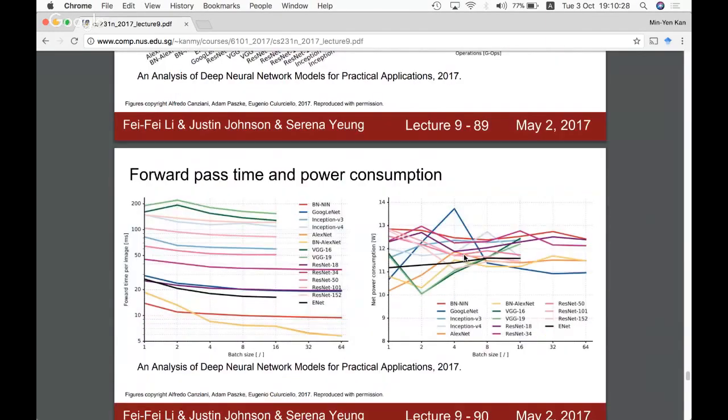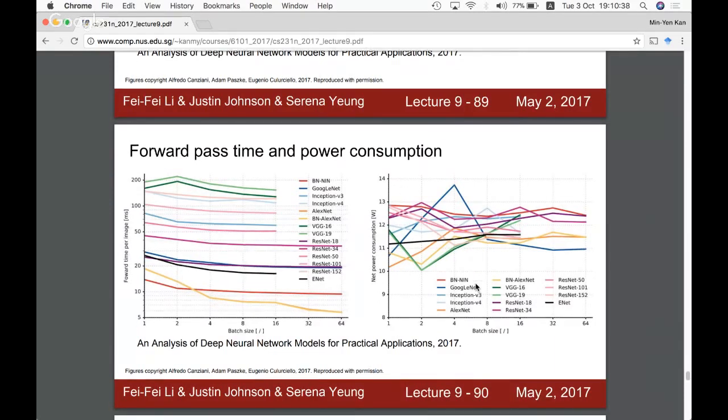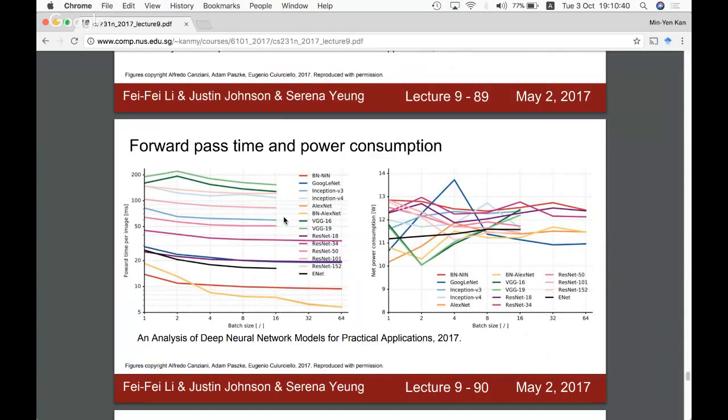This one compares the forward pass time and the power consumption. I guess they're talking about the forward pass time per image versus the batch size. They're just comparing the different networks, and in this case it's the net power consumption versus the batch size.